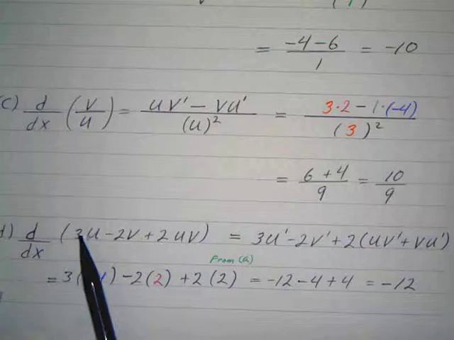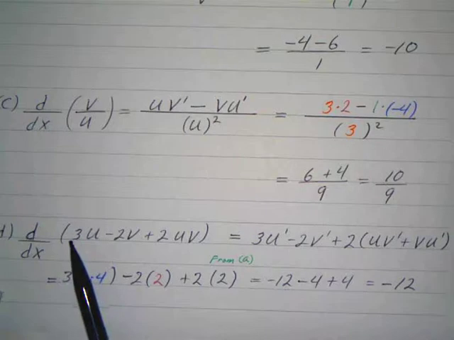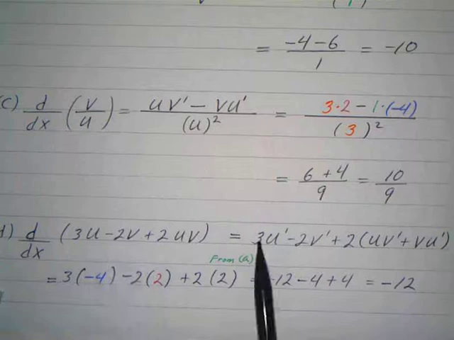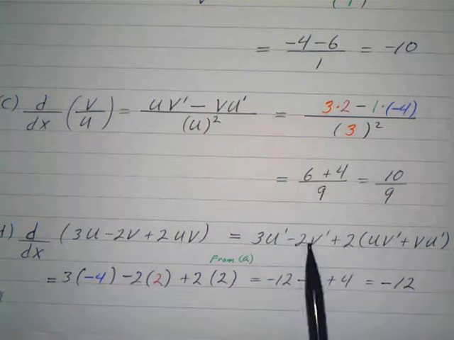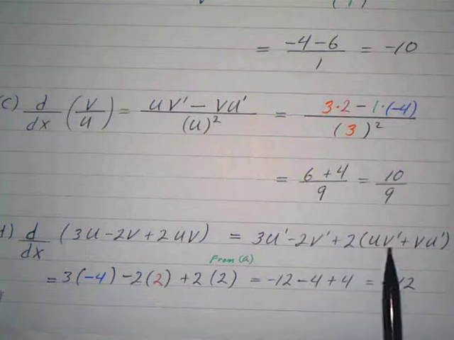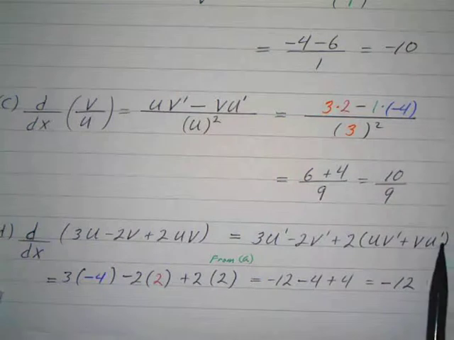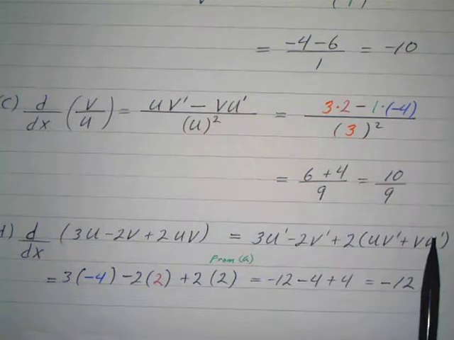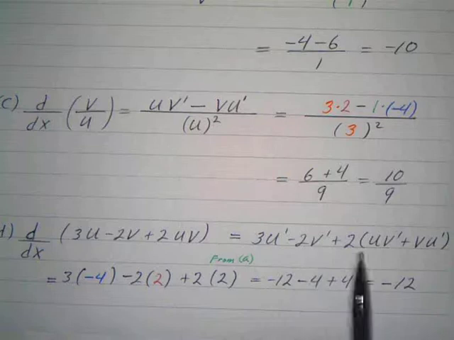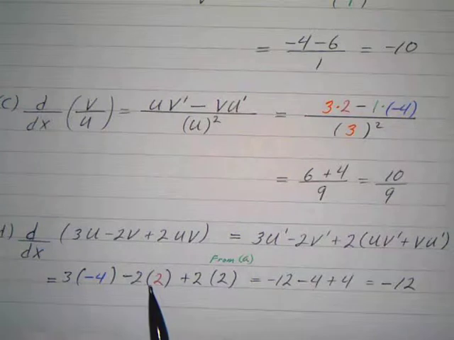So again, we put the constant out front. The derivative of a constant times a function is the constant times the derivative of the function. So 3 times u prime minus 2 times v prime plus 2. And then we have to use the product rule here. First times the derivative of the second plus the second times the derivative of the first. If you look at your values, 3 times u prime of 2 was negative 4, and then 2 times v prime, and v prime of 2 was 2.